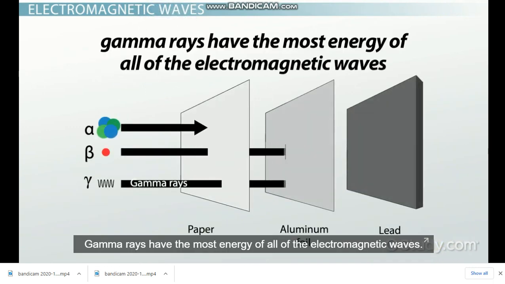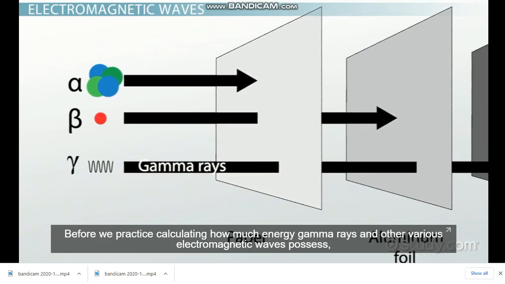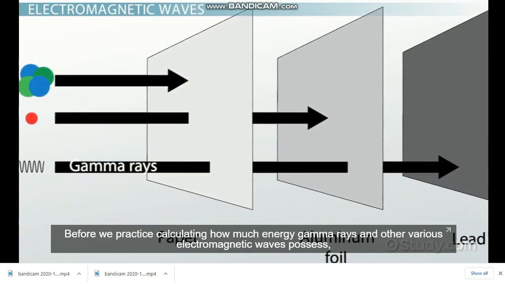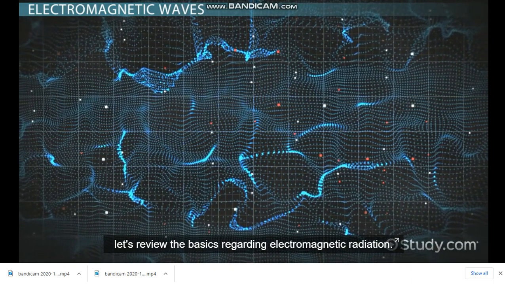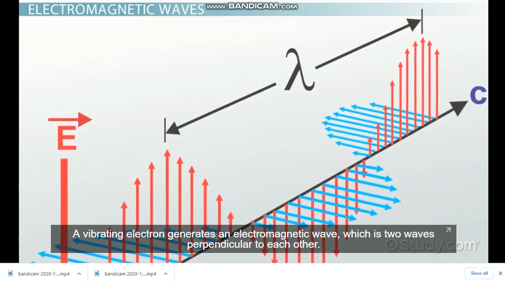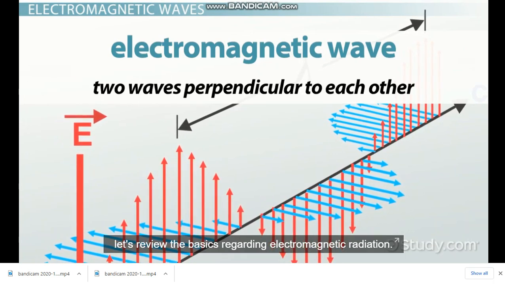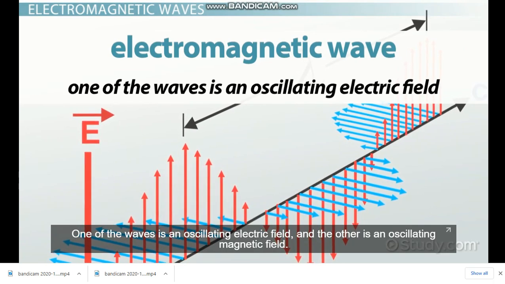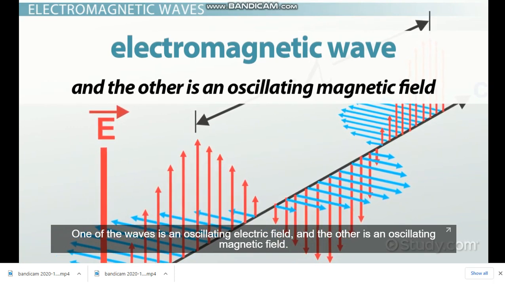Gamma rays have the most energy of all of the electromagnetic waves. Before we practice calculating how much energy gamma rays and other various electromagnetic waves possess, let's review the basics regarding electromagnetic radiation. A vibrating electron generates an electromagnetic wave, which is two waves perpendicular to each other. One of the waves is an oscillating electric field, and the other is an oscillating magnetic field.